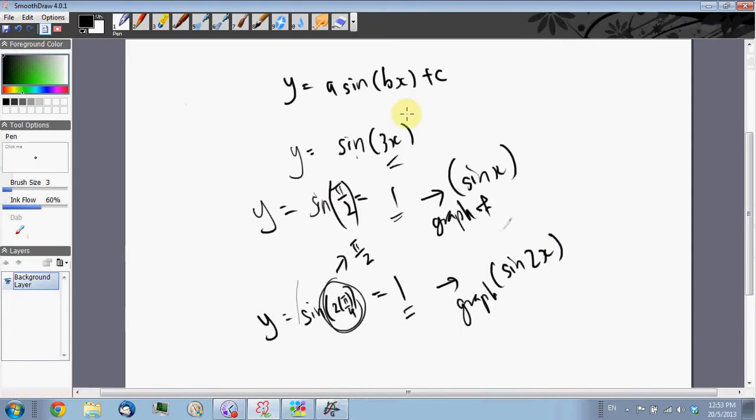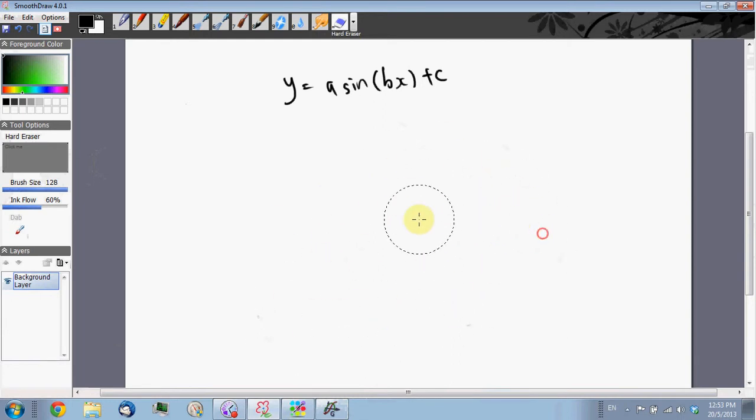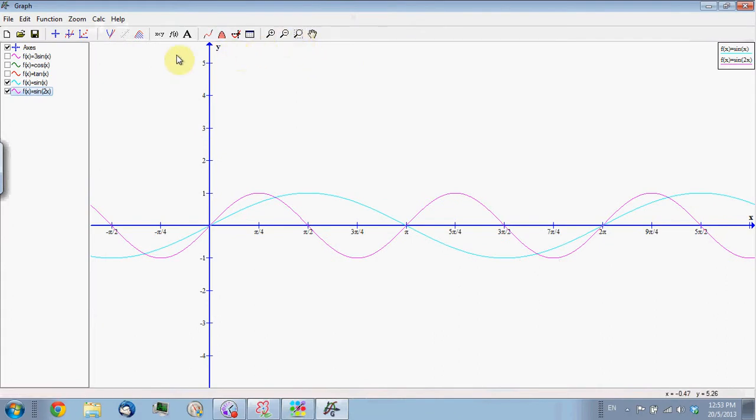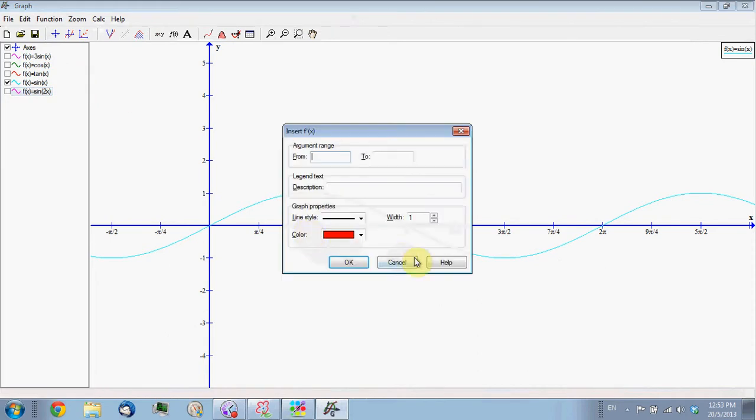So we saw that changing the b changes the amount of repetition. And lastly, we're going to take a look at c. c is much simpler. For y equals sine x, when you add a c, for example, I'm going to insert a graph.